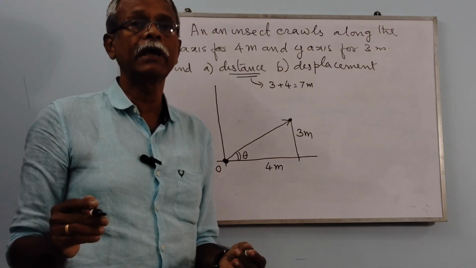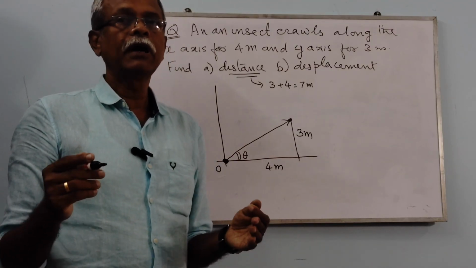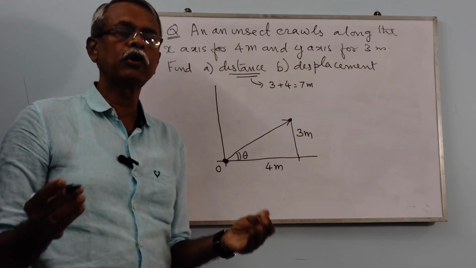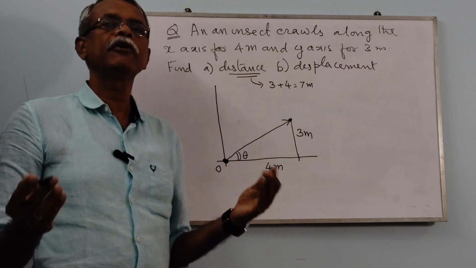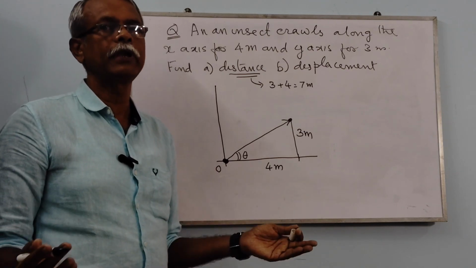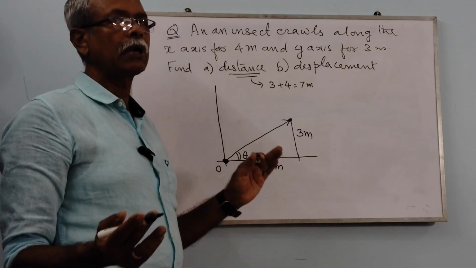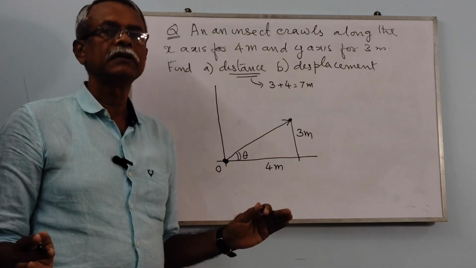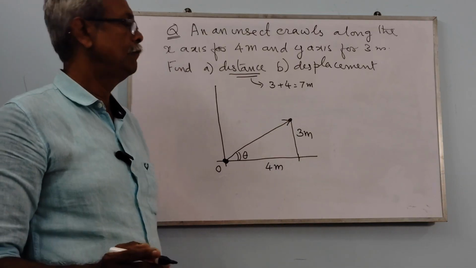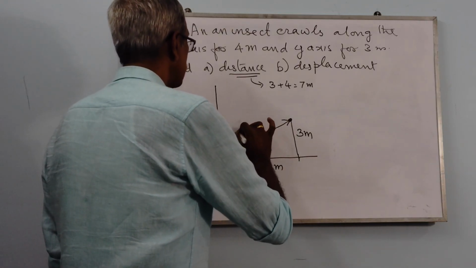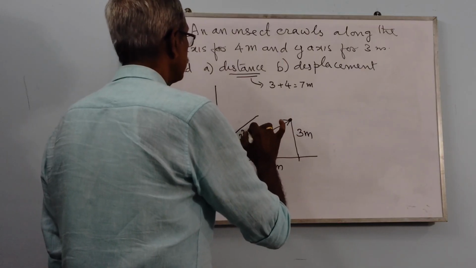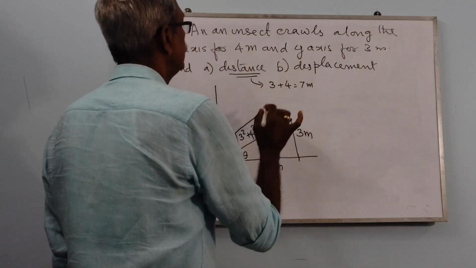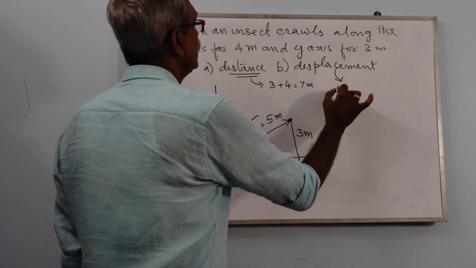Whenever we are speaking about a vector, we have to take the magnitude as well as direction. If direction alone is asked, you need to take only direction. If magnitude alone is asked, you need to take only magnitude. But if you are asked to calculate a vector in general, you will have to calculate the magnitude as well as direction. So this is square root of 3 square plus 4 square, which is equal to 5 meter. So the displacement is 5 meter.